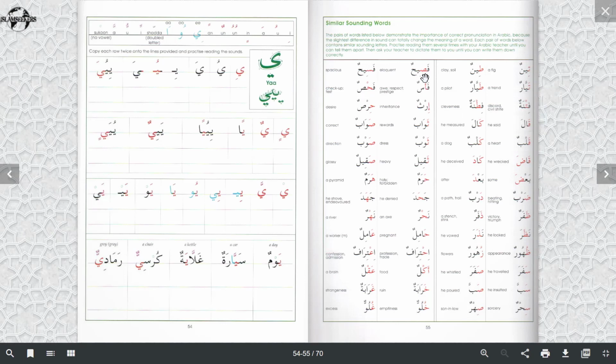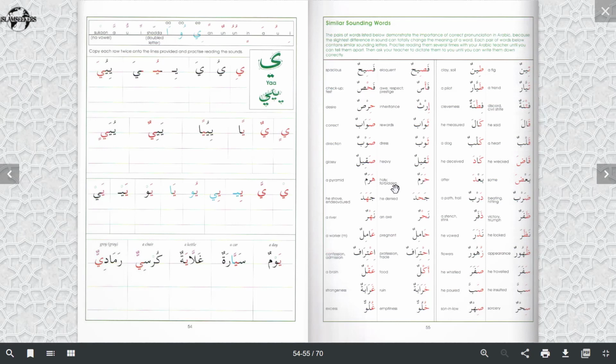Column 2. Fasihun. Eloquent. Fasihun. Spacious. Fasun. Respect or prestige. Fasun. A checkup or test. Irthun. Inheritance. Hirsun. Desire. Thawabun. Rewards. Sawabun. Correct. Thawbun. Dress. Sawbun. Direction. Thaqeelun. Heavy. Saqeelun. Glossy.